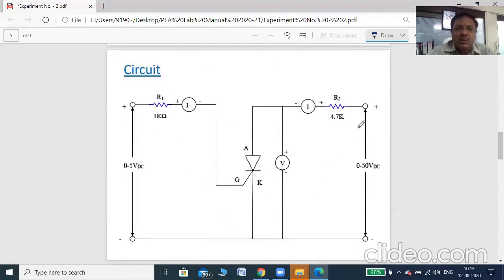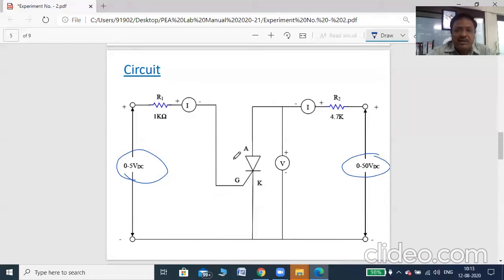This is the circuit diagram to plot the characteristics of SCR. We are using here the SCR device and two multimeters: one for gate current, another for anode current, and one for the voltage between anode and cathode, which is a voltmeter. We require two power supplies, one 0 to 5 volt, another 0 to 50 or maybe 200 volt, depending upon the anode current of the SCR.